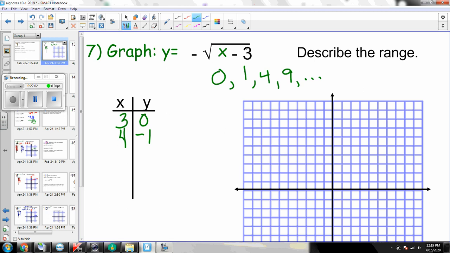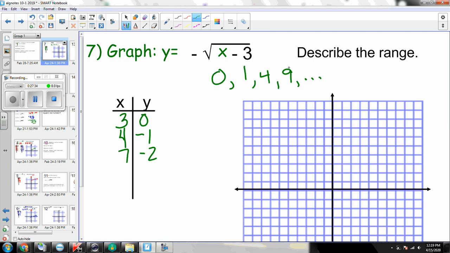Next, I'm going to take the square root of 4. I want to make what's under the radical here 4 so I could take the square root of 4 and get 2. So I'm asking myself, what do I subtract 3 from to get a 4? That would be a 7. So if x is 7, I would have 7 minus 3, which is 4. The square root of 4 is 2. When I multiply by a negative, I get negative 2.